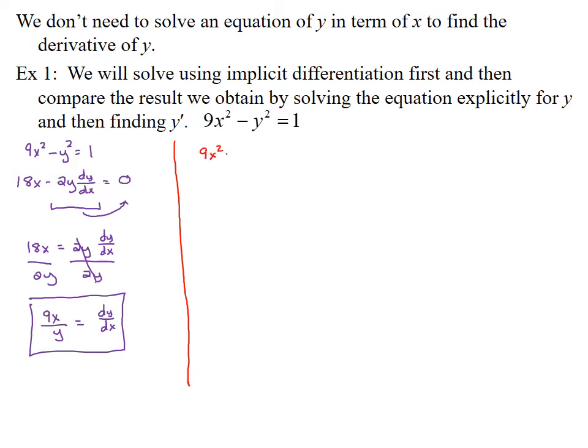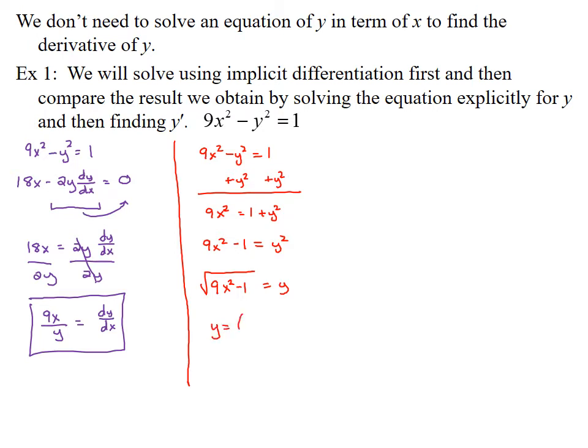Normally, if you were given this function in the previous material, you would have to get that y by itself. So I would add y squared to both sides to have 9x squared equals 1 plus y squared. I would subtract the 1 over, so 9x squared minus 1 is y squared. Then taking the square root of both sides, the square root of 9x squared minus 1 is equal to y. This is something you could take the derivative of.